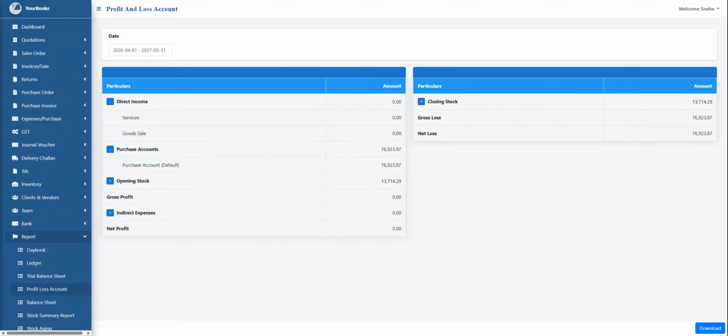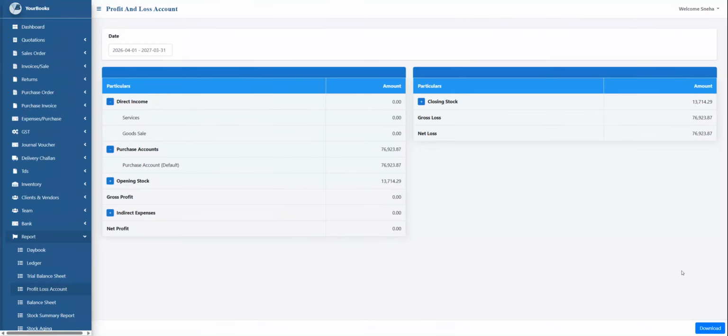The profit and loss report helps you understand whether your business made a profit or a loss during a selected period. So we have a date filter which helps you view the details, or we can say a profit and loss account, for that specific period of time.